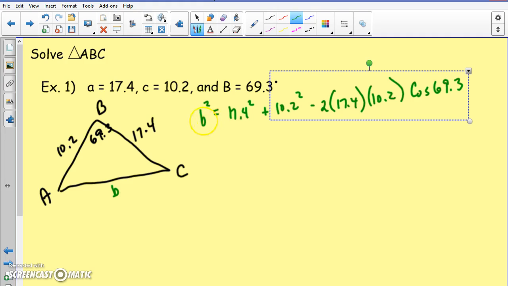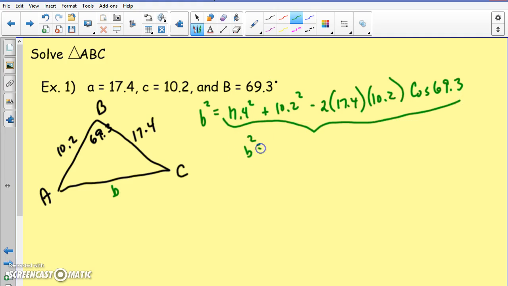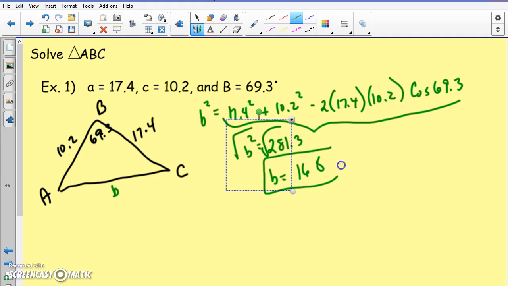Okay? Since the only variable we have is on the left and we have all the values filled in on the right, you can type all of this into your calculator at one time. Okay? And again, we need to be in the degree mode. So when we do that, it gives us an answer of 281.3. That's for b squared. So to find b, I have to take the square root. So we get an answer of 16.8. Okay, so there we have our side, 16.8. So now what I have left to find are the two angles.